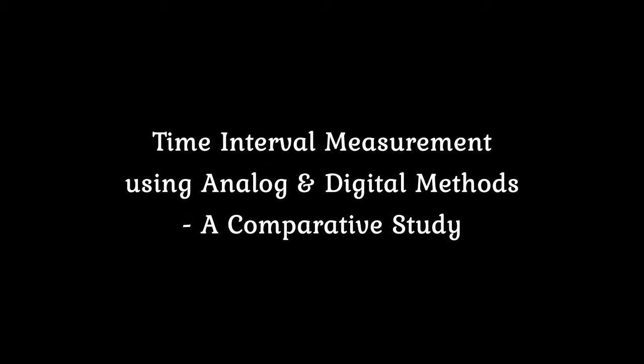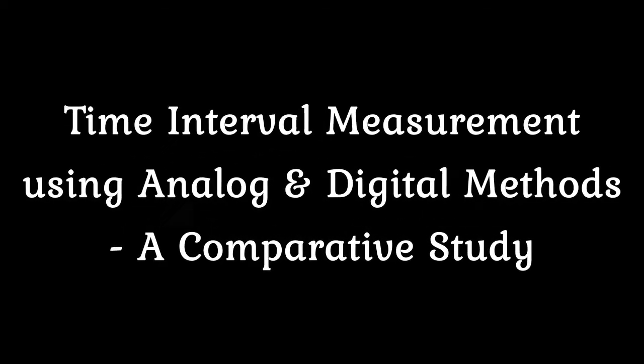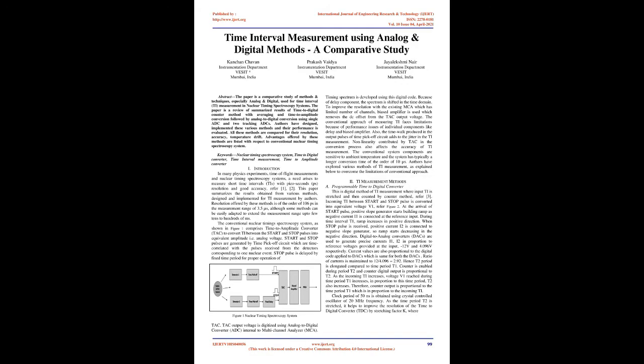Time interval measurement using analog and digital methods, a comparative study. Abstract: the paper is a comparative study of methods and techniques, especially analog and digital, used for time interval, TI, measurement in nuclear timing spectroscopy systems.